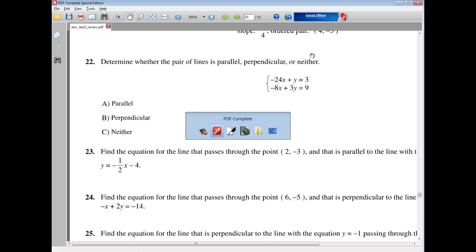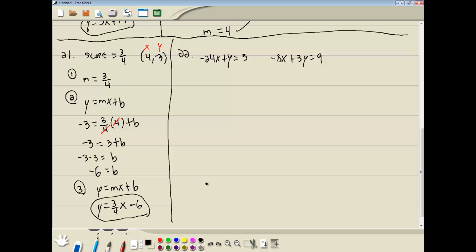Well, in order to decide if they're parallel, perpendicular, or neither, you have to solve for y. It's your easiest method. So let's solve for y. This first one is pretty straightforward. Just take negative 24x to the right side, and we get y is equal to 24x plus 3.